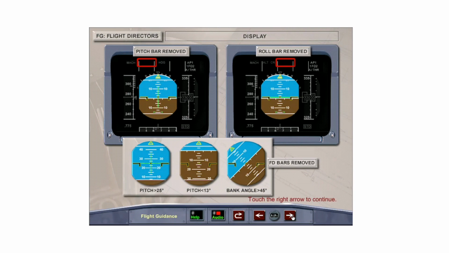The flight directors are automatically removed from view if the aircraft pitch is greater than 25 degrees up or 13 degrees down, or if the bank angle is greater than 45 degrees.